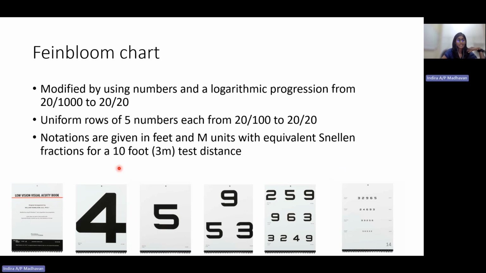Notations are given in feet and m units with the equivalent Snellen fraction of a 10 foot test distance. So the value given on the chart has feet notation, m notation, and Snellen fraction, all of which can be found here. If you want to record it in Snellen fraction, you can take that one. If you want m unit or feet unit, those are also here. So it is up to you what you want to record. Okay, so that is the Feinbloom chart.